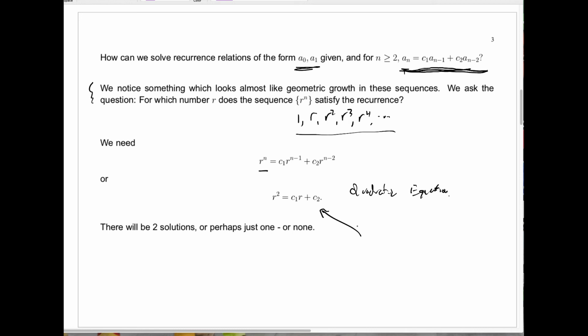And let me give you some terminology. This particular quadratic equation will be called the characteristic equation for the particular recurrence relation that we're interested in. We'll learn later in the week what to do if there's only one solution to this characteristic equation. And I want you guys to think about it, and we can talk about later what happens if there are no solutions, what things look like.